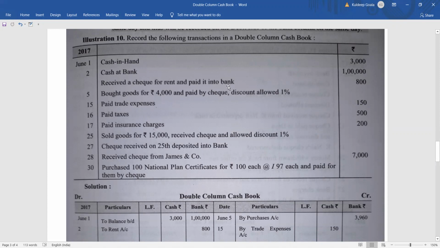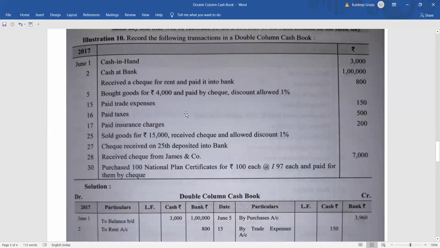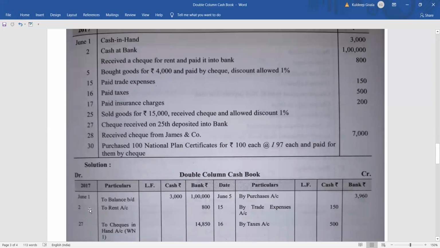So what will happen? The journal entry will be like this: rent we are receiving, so it is an income. Nominal account income, it will be credit, and by what means we are receiving it? In check. So bank will be debit, right? Bank account debit to rent. So it will be bank debit side to rent account, 800 rupees in the bank column.